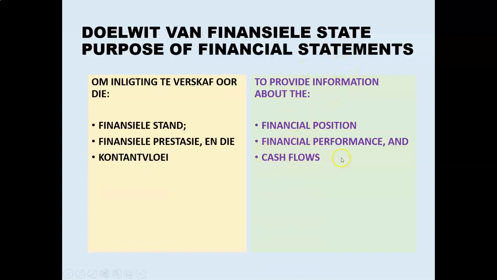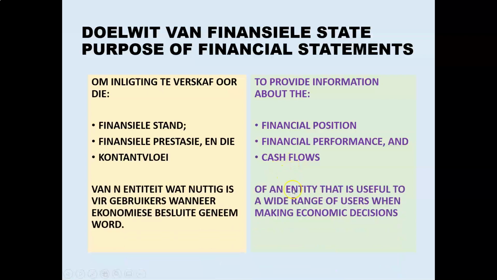And then the third thing that we provide information on is cash flows. What were the sources of cash flows? Where did they get their cash flow from? And then how did management apply that cash flow? For what did they use that cash flow? Because that is quite important to have an opinion of how well this company or this entity has been managed. So it is to provide information about the financial position, the financial performance, and the cash flows of an entity that is useful to a wide range of users when making economic decisions.